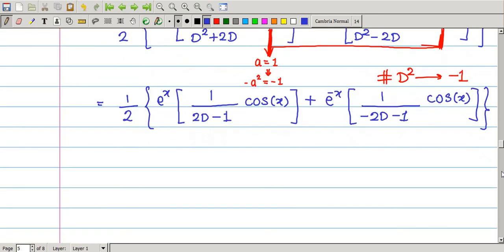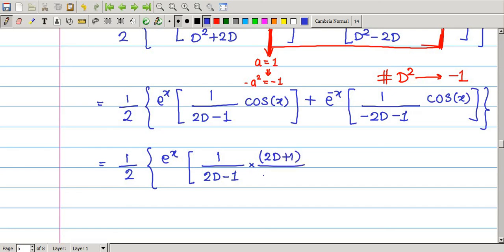So here, if we take this minus sign outside, it is equal to 1 upon 2 e raised to x into 1 upon 2d minus 1. Since there is no d square term, we have to rationalize this. So we multiply numerator and denominator by the conjugate, that is 2d plus 1 is multiplied to numerator as well as denominator.